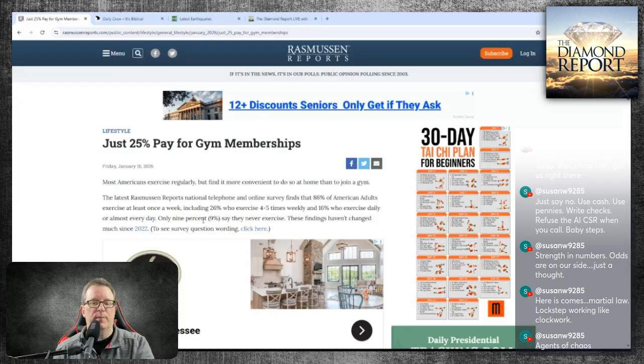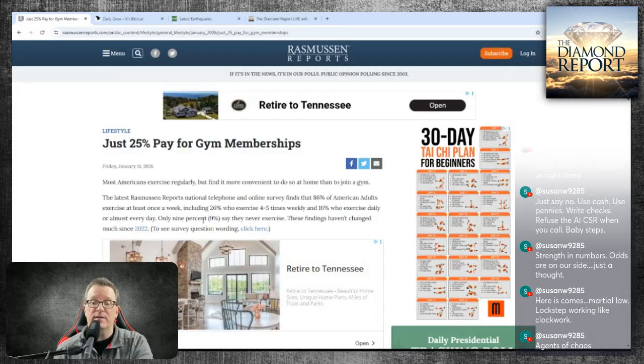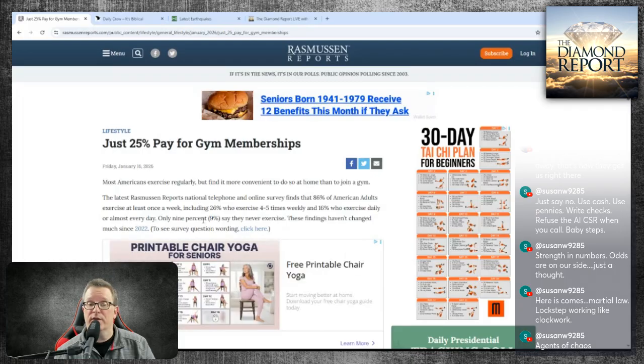The latest Rasmussen reports survey finds that 86% of American adults exercise at least once a week, including 26% who exercise 4 to 5 times weekly and 16% who exercise daily or almost every day. Only 9% say that they never exercise. These findings have not changed much since 2022. So how about that for numbers? Those are higher numbers than I would have thought. 86% of American adults exercise at least once a week.